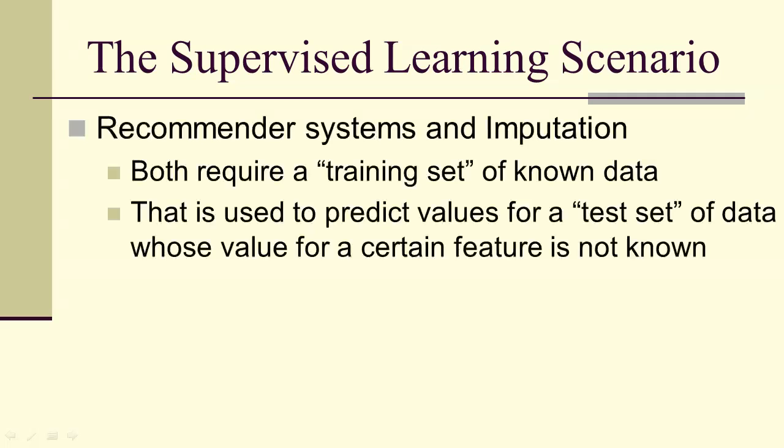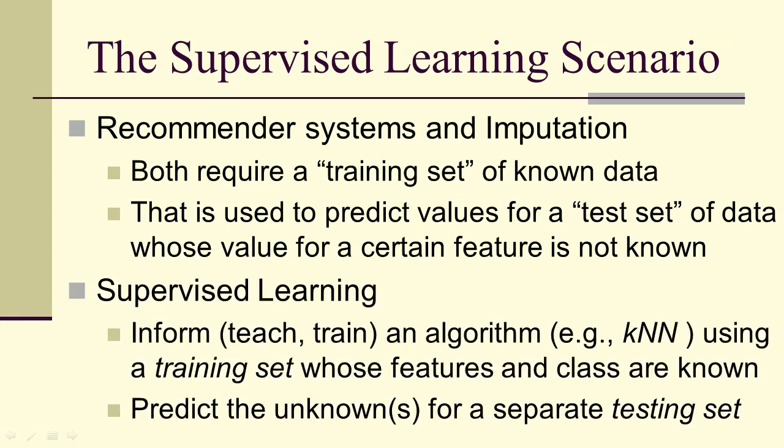So in the supervised learning scenario, for instance, in recommender systems and imputation, we require a training set of known data that's used to predict values for a test set of data whose value for a certain feature is not known. So if we're imputing, the test set is the ones that have missing values. In recommender systems, the test set are the ones we want to make predictions for. And when we use supervised learning, we're informing or teaching or training an algorithm using a training set whose features and class or labels are known. And then we predict the unknowns for the separate testing set.